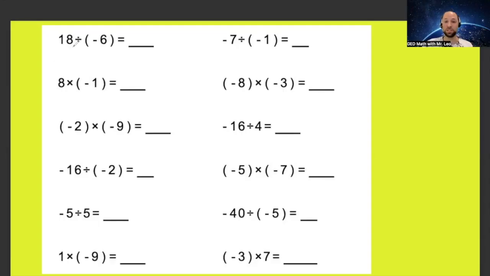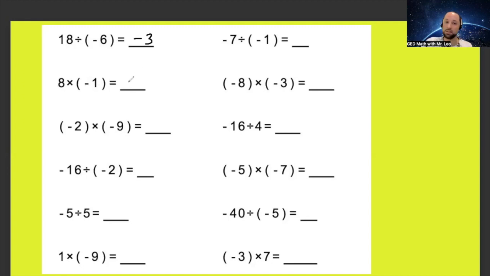You'll see we have some divisions here. Now again, the rules are the same. Right here we have 18 divided by -6. It doesn't matter which number is bigger. It doesn't matter which one comes first. I see one negative sign. It's going to land in the answer. What's 18 divided by 6? That's going to be 3. Final answer, -3.